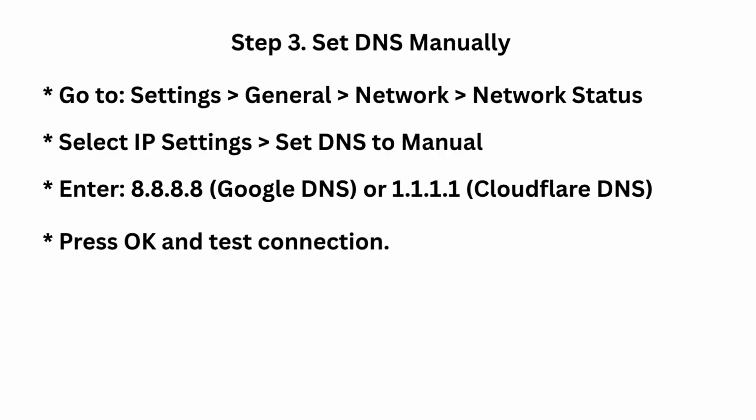Step 3. Set DNS manually. Go to Settings, General, Network, Network Status. Select IP settings. Set DNS to manual. Enter 8.8.8.8, Google DNS, or 1.1.1.1, Cloudflare DNS. Press OK and test connection.